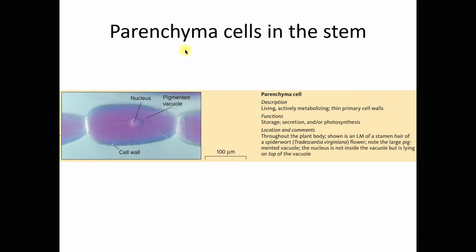So parenchyma cells in the stem, this is how they look like, very much similar, that's why they are grouped as parenchyma cells. When it comes to functions, very similar with the ones in the leaves: storage, secretion, and or photosynthesis. Photosynthesis means if these parenchyma cells are in young stems, that is green in color. Older stems or matured stems, they have parenchyma, but parenchyma without the chloroplast.